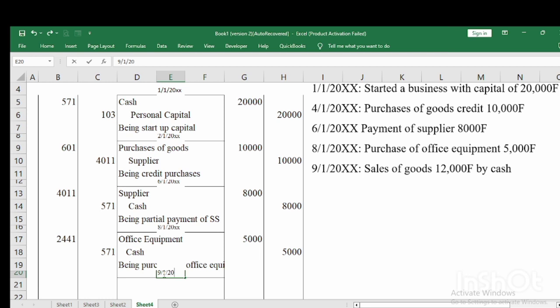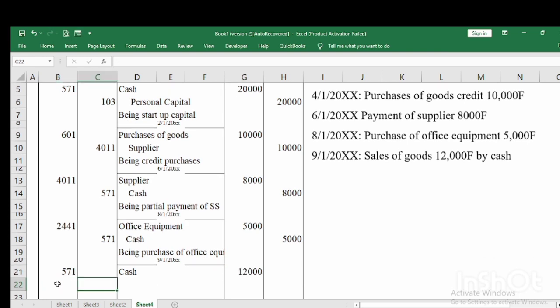All right, the next transaction, sales of goods on the 9th of January 20XX. They say sales of goods 12,000 francs. When cash is coming in, our cash will increase, 571 by cash 12k, to the credit of 701. That's an income account.